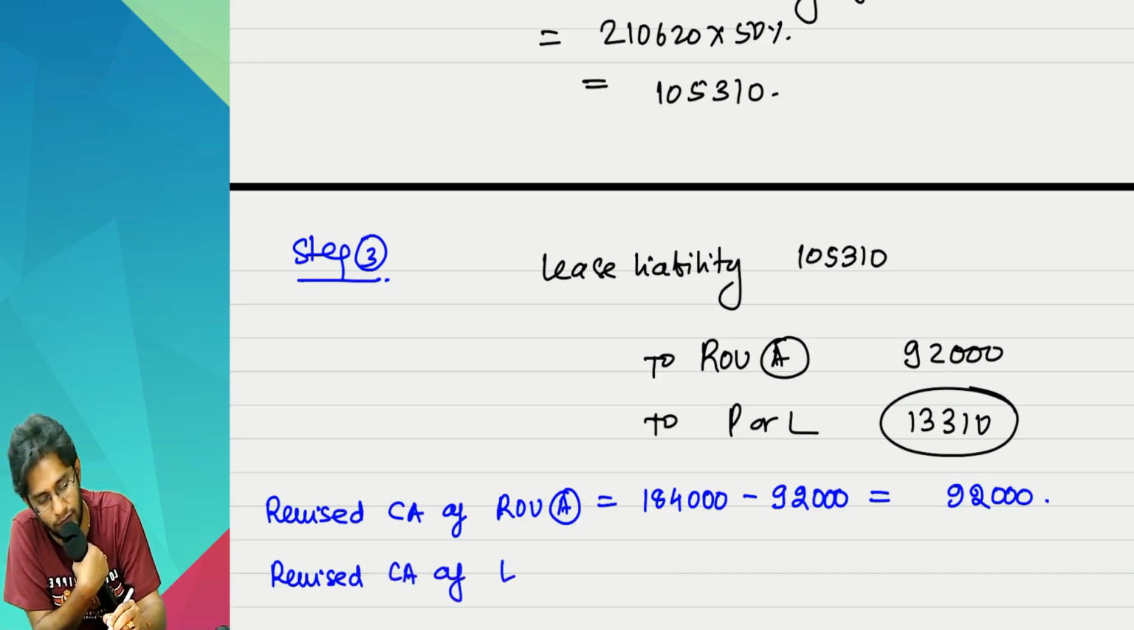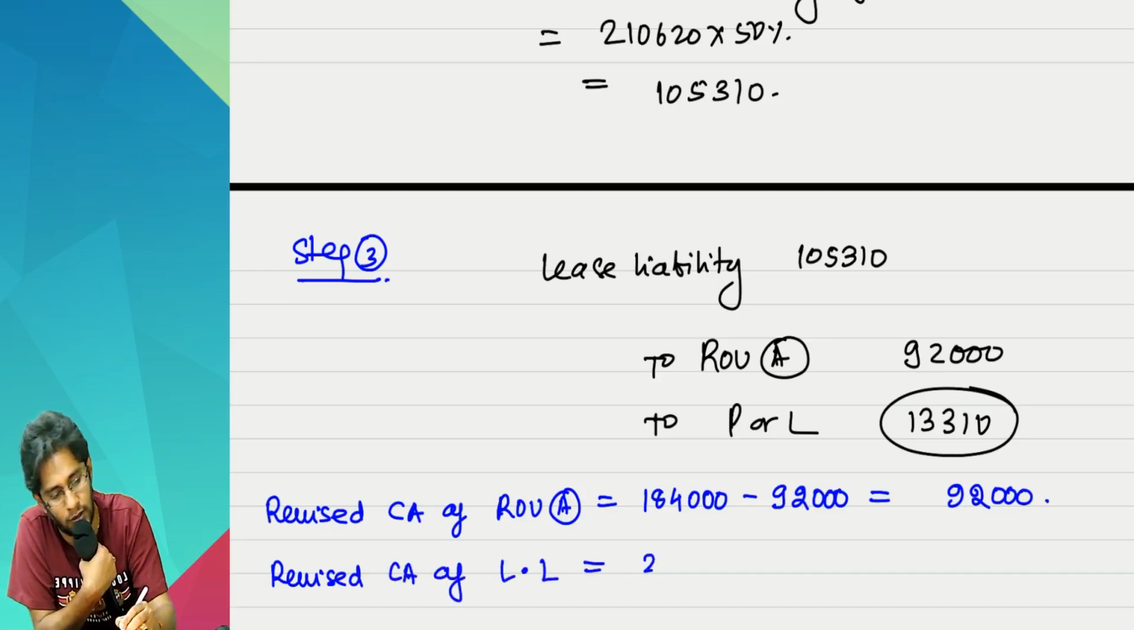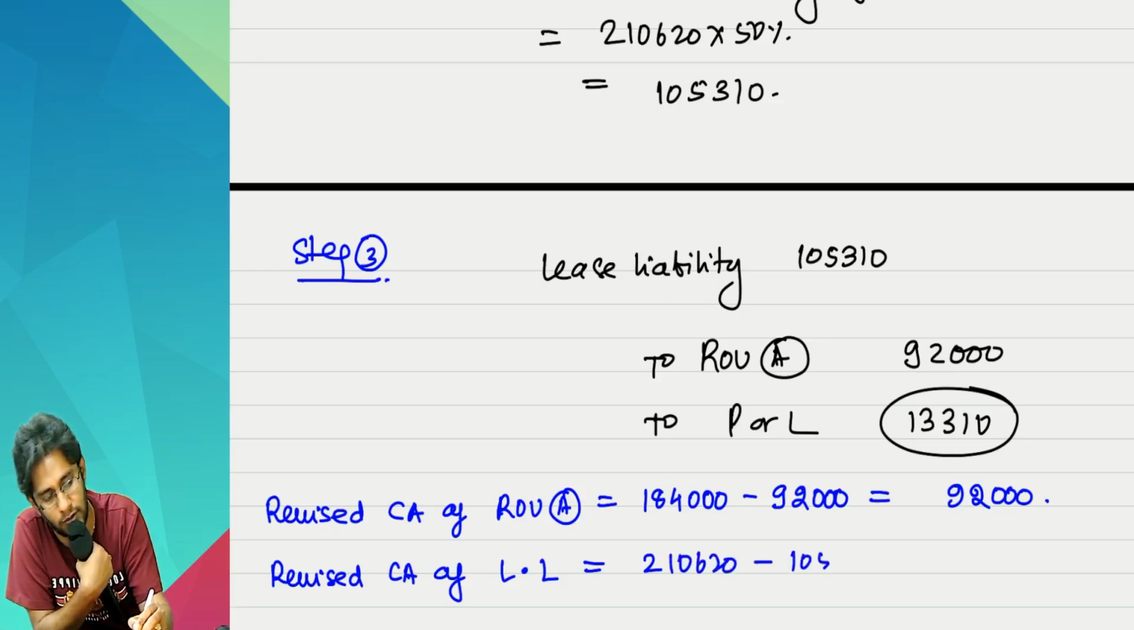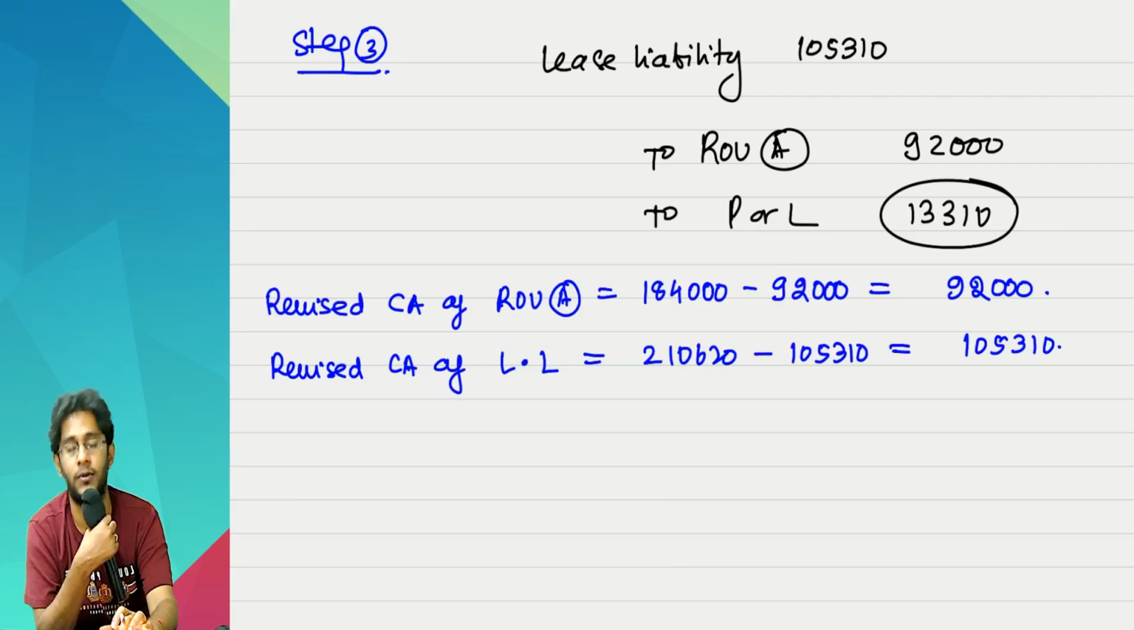Revised carrying amount of lease liability. It was 210,620, minus you removed 105,310. It became another 105,310.